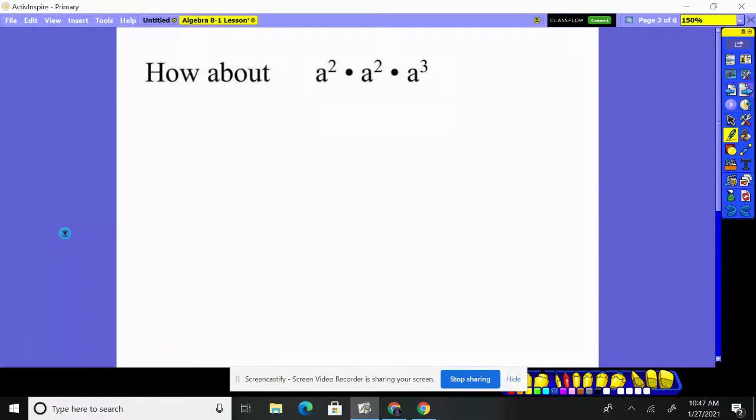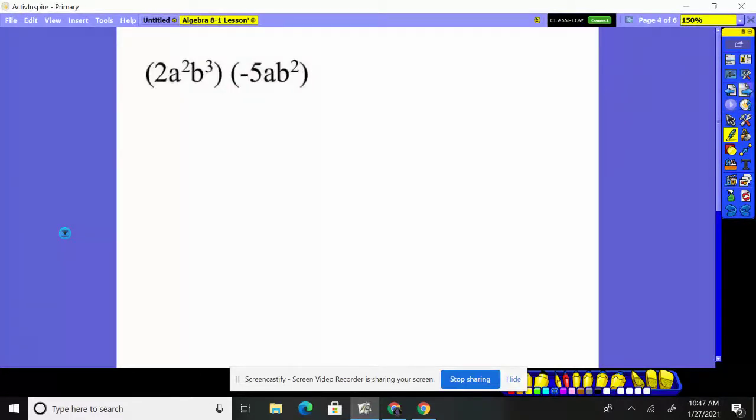So how about a squared times a cubed? Well, what does this mean? It means an a times an a, and then that means an a times an a times an a. So if I look at that, I see 2 of them, 3 more of them. That gives me a to how many? The 7th power. That's how it works. You just got to think what it means.